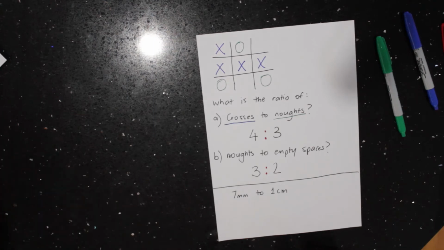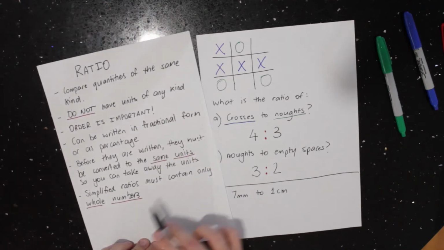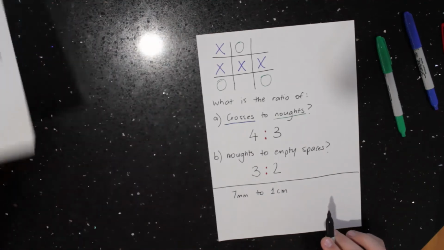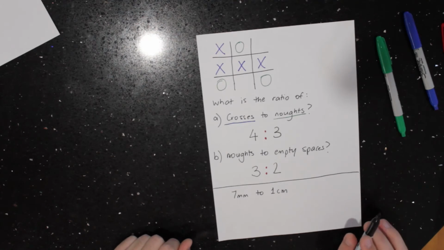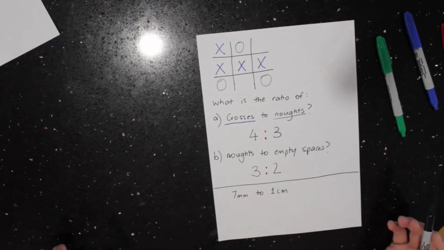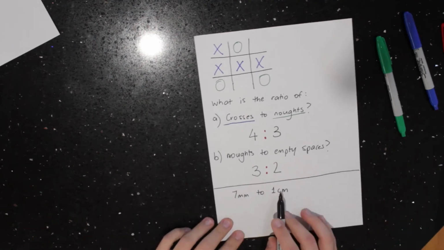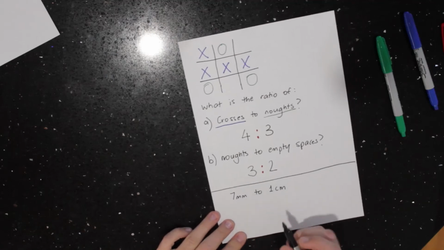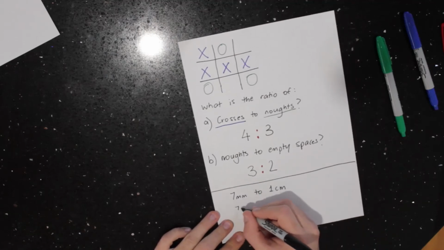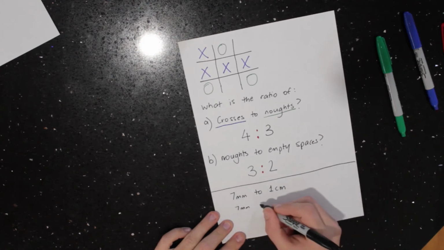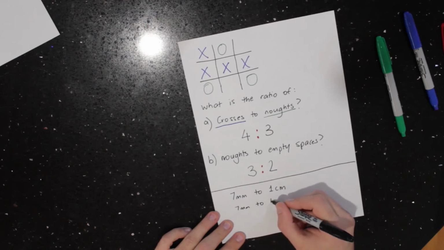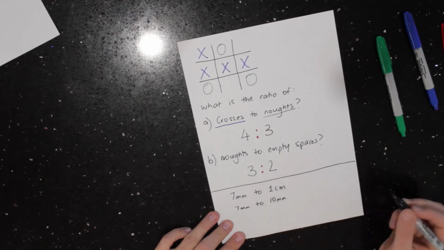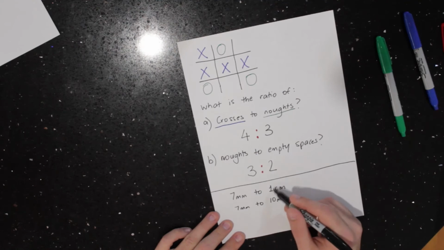Now, one of our other rules is they must be whole numbers to be a true, or a true simplified, ratio. So what am I going to do here? Well, I'm going to convert this 1 centimeter over to millimeters. So what I would do in this instance is say 7 millimeters, I'm still going to write that here, and 10 millimeters, because there are 10 millimeters in 1 centimeter.